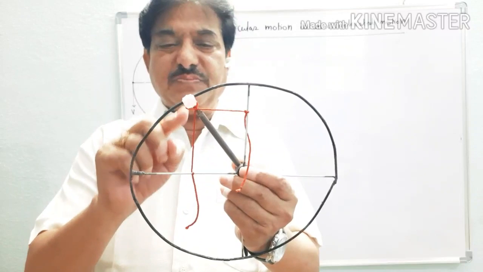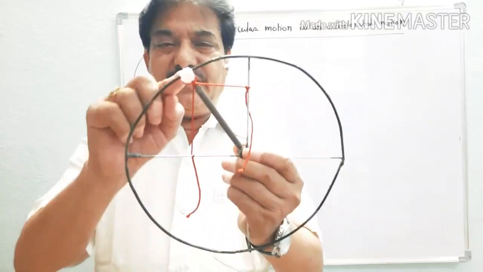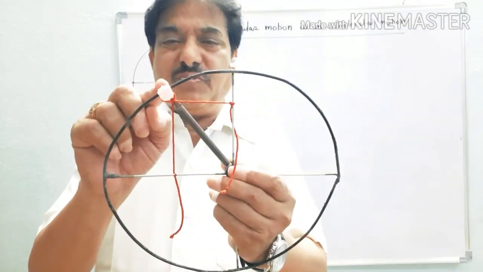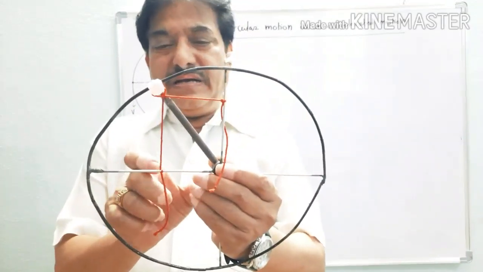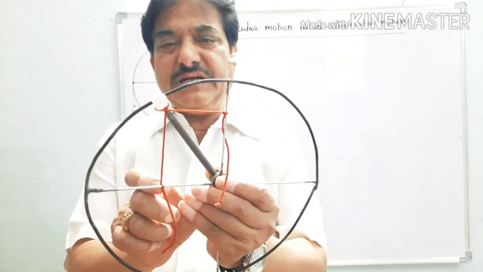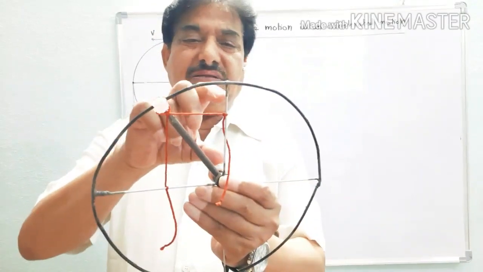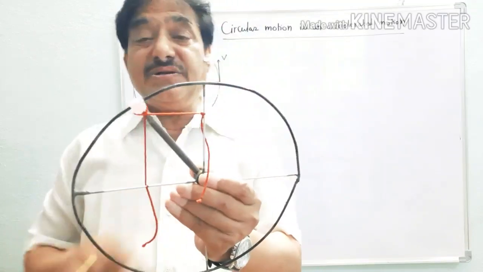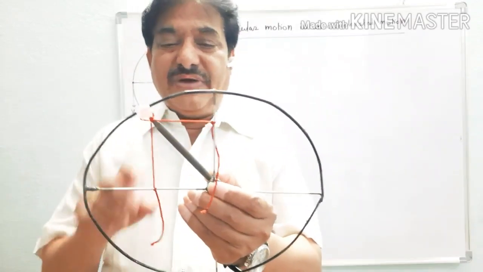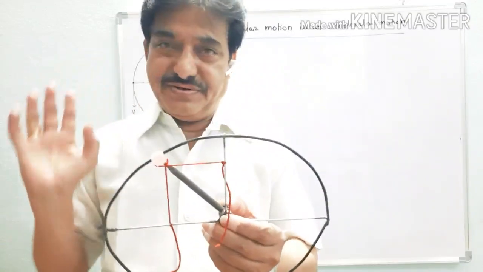How can this position vector be resolved? You drop the perpendicular on the x-axis and y-axis from the point P, and this distance AO will represent the magnitude of the position vector along the x-axis, and this distance will represent the magnitude of the position vector along the y-axis. The vector sum of these two vectors gives the position vector.